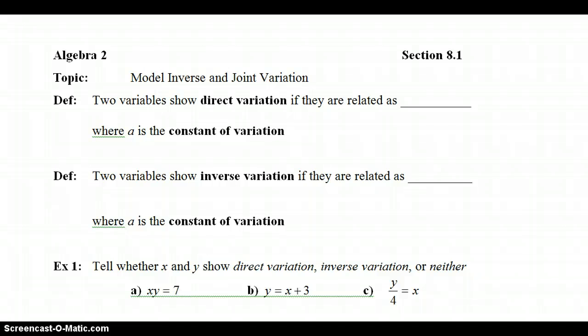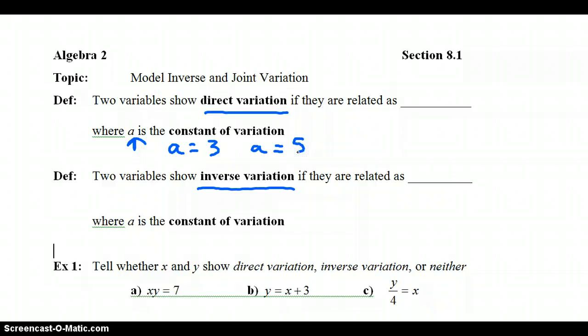One will be what we call a direct variation, and one will be an inverse variation. So we have this constant a, and a is just a constant, which means that a will be a number, like 3, or a could be 5. A is just a constant. And if you have a direct variation, direct means multiply. So you have a y equals a times x type formula.